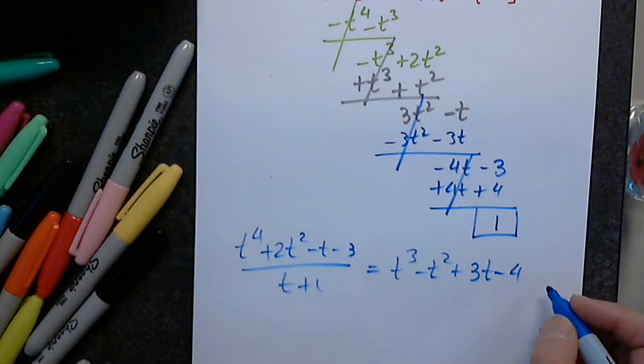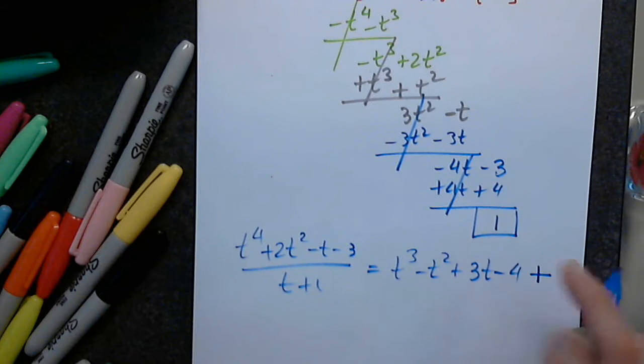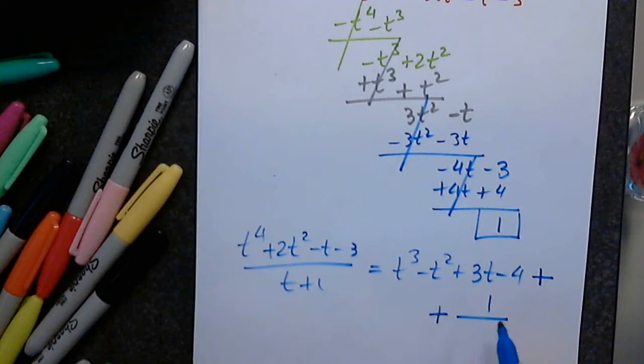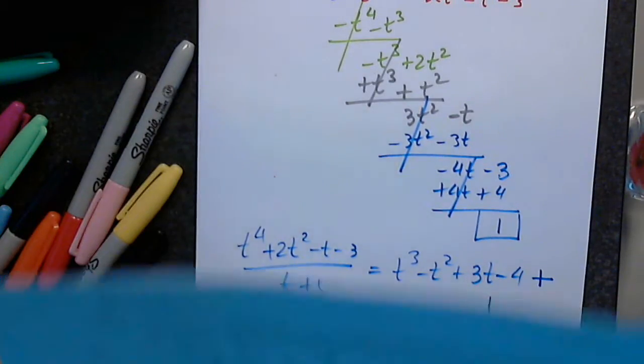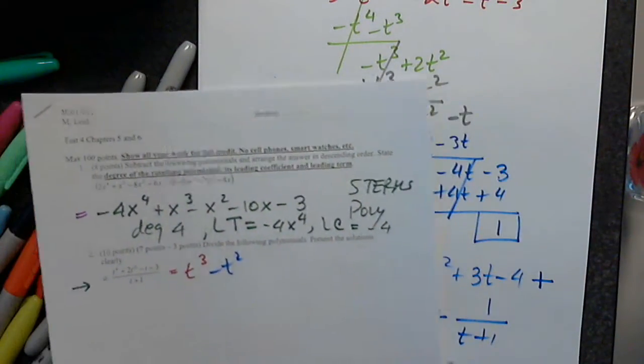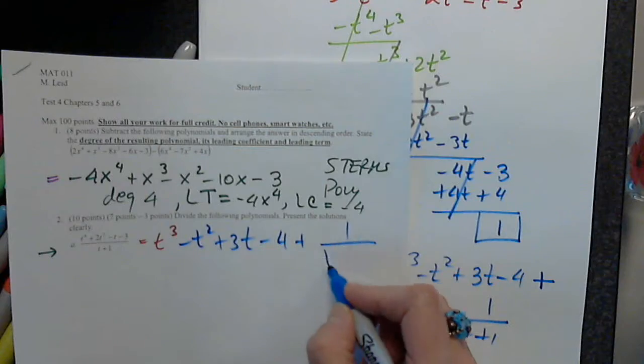Now I need a symbol. Without a symbol, it will be a mistake. It will be a plus, of course, because this is positive. Good. Plus what? 1 over t plus 1. So that's the final answer. You can put it in. But if you put it in and you don't understand it and you don't ask questions, it's not good.